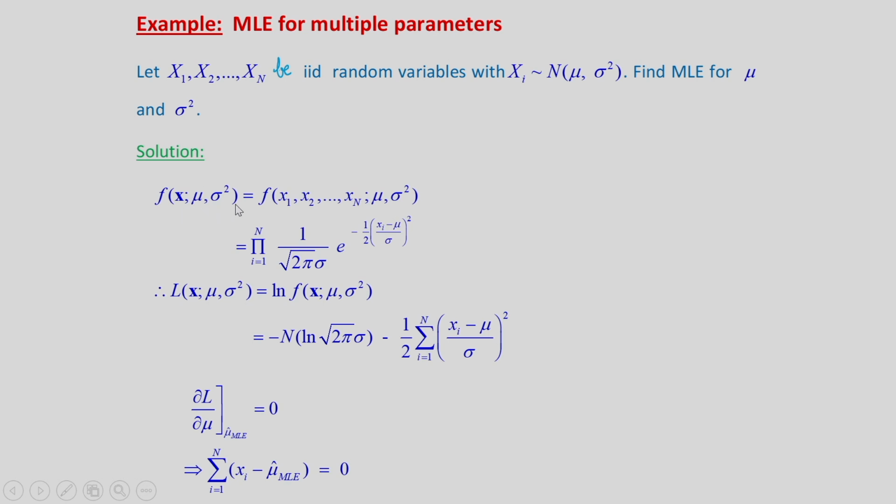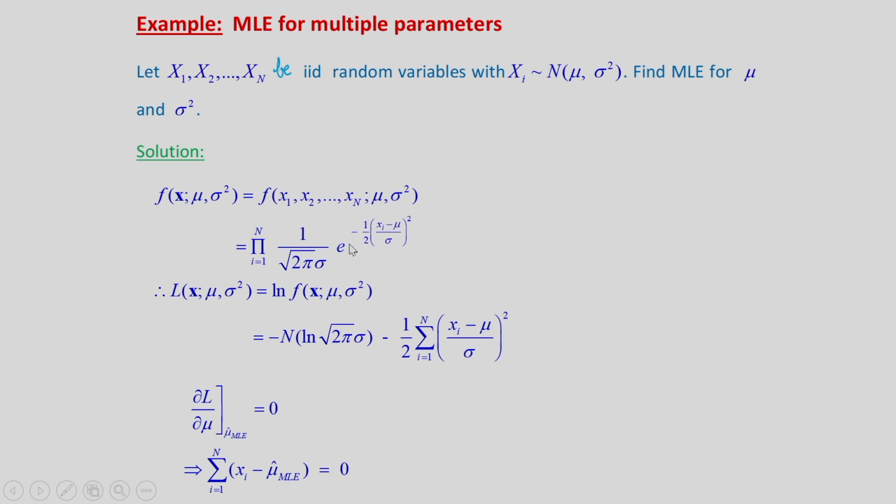So, we have this likelihood function, that is f of x1, x2 up to xn as a function of mu, sigma square. Now, we have independent and identically distributed, so we will have a product of n PDFs. So, product i going from 1 to n of 1 by root over 2 pi sigma into e to the power minus half of xi minus mu divided by sigma, whole square. This is the joint PDF of x1, x2 up to xn as a function of mu and sigma square.